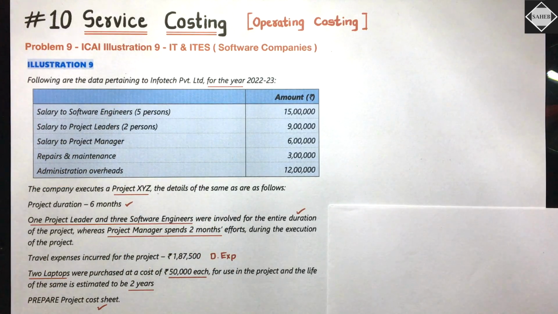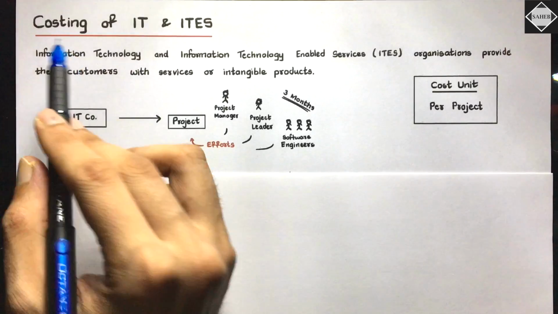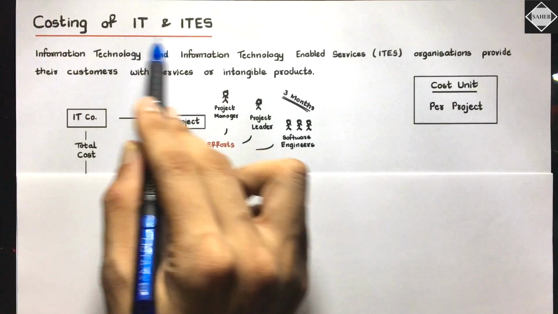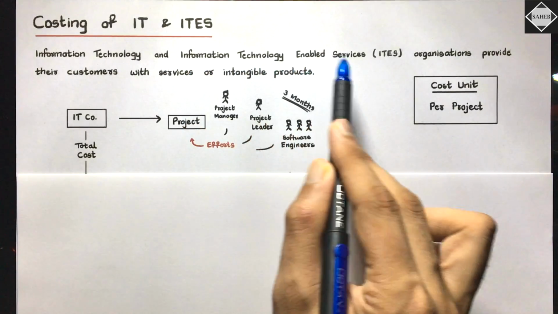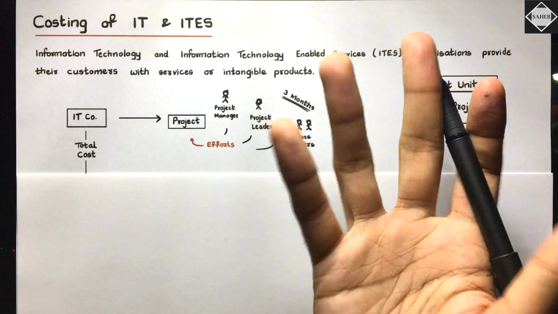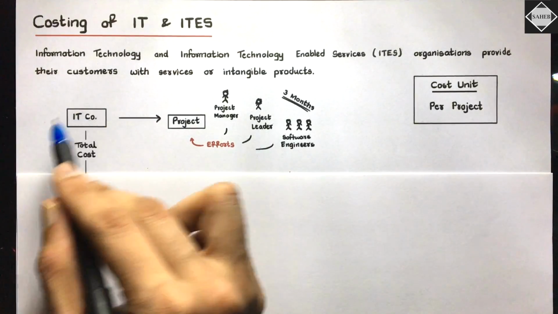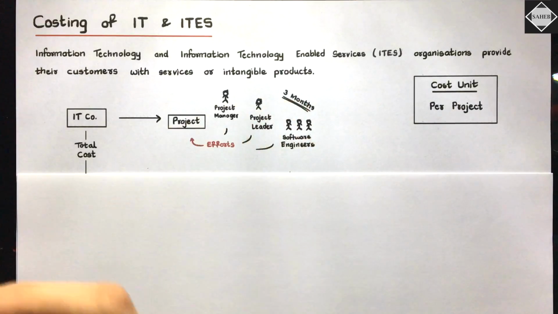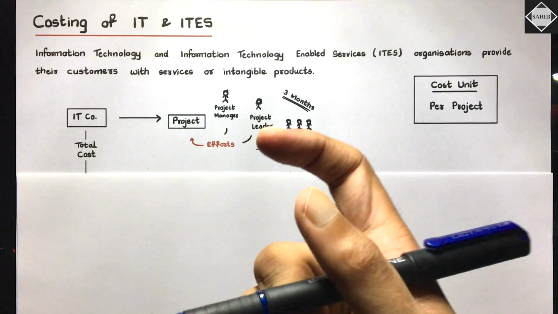All right, let's first discuss the concept of the IT industry. It's really simple and straightforward. Let's understand how costing will be done in IT companies, IT and ITES. ITES means information technology enabled services, right? What happens in these types of companies? They offer services or intangible products like software. These companies want to know the cost of their service, and if they include a profit in that, what would be the price they would charge their customer.